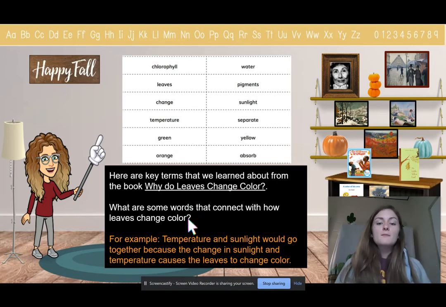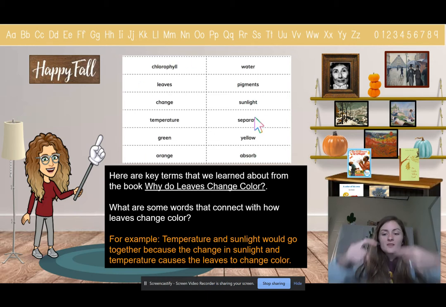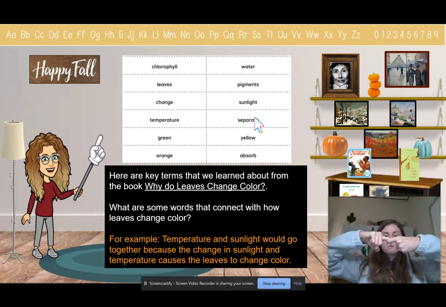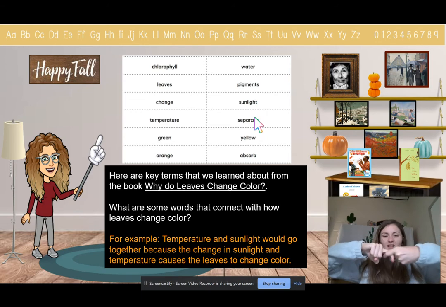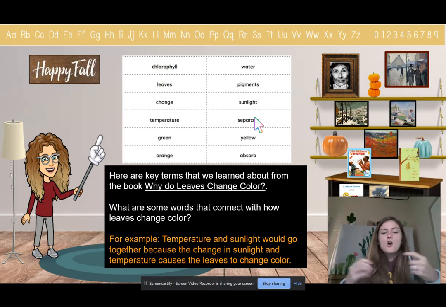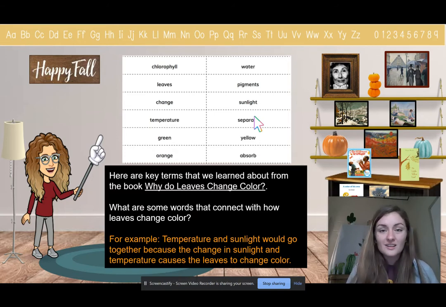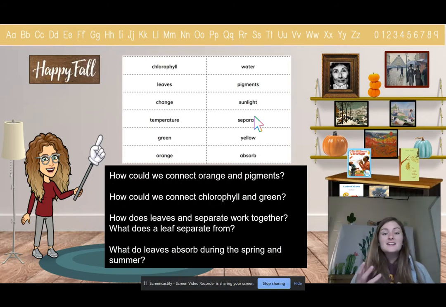So what are some of the words in here? What are two words that we can link up? Link up means to connect. What are some words that can connect together? So for example, temperature and sunlight connect because the change in sunlight and temperature causes the leaves to change color.